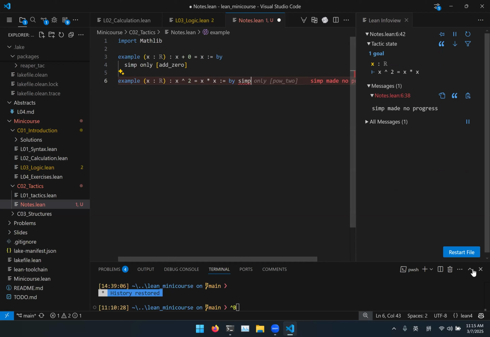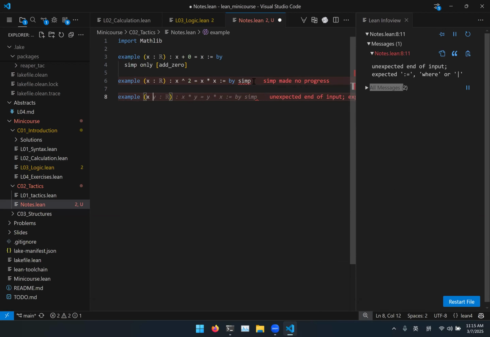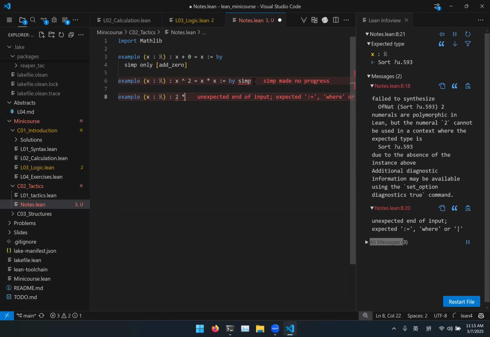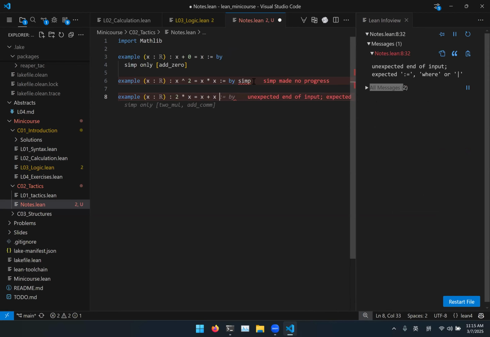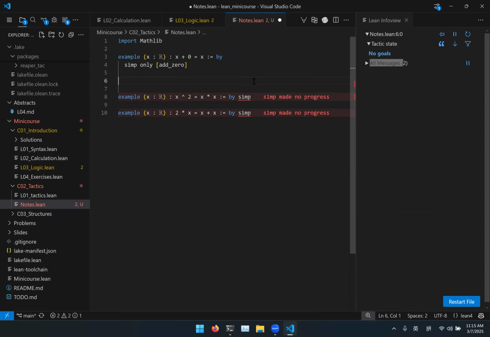This is not a good circumstance, because this actually is very simple. There are also more cases where simp cannot quickly simplify your claim. For example, in this case, we want to prove 2 times x equals x plus x. We still use by simp, and simp is still not working. So how can we mitigate this circumstance? We can define new simp lemmas. We can write our own and use the simp decorator. I will show you how to do this.